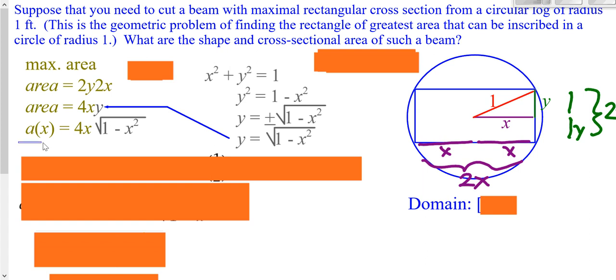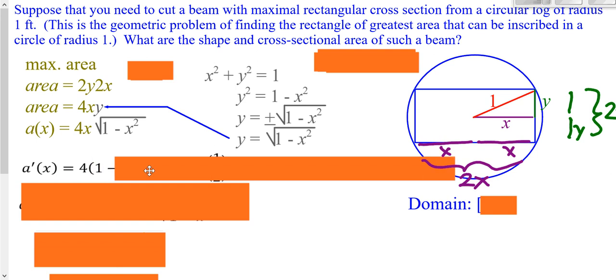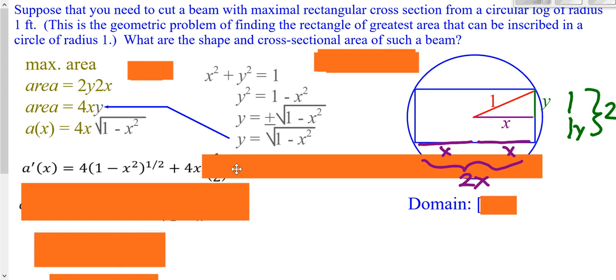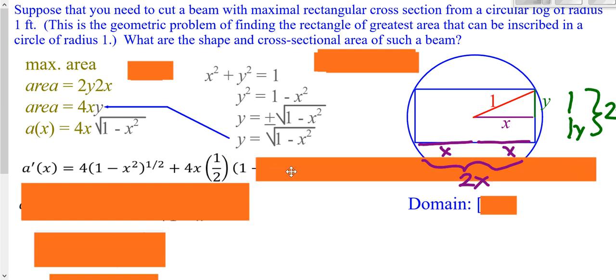Well, now that I have what I'm trying to maximize, my area, in one variable over there, I can do my derivative. Well, notice you have variables times variables, and have to do the product rule. Derivative of the first times the second plus the first times the derivative of the second, put the exponent in front, decrease the exponent by 1. Then remember chain rule times the derivative of the inside, which would be a negative 2x.